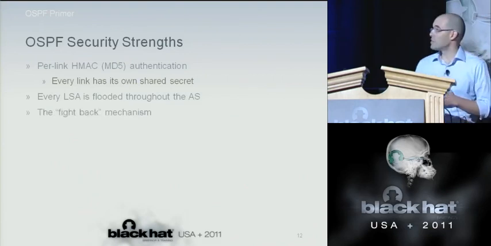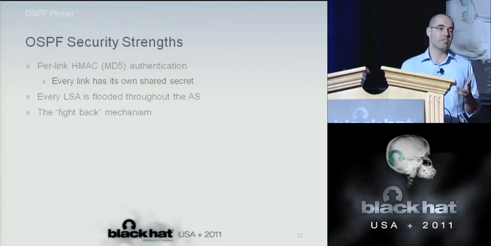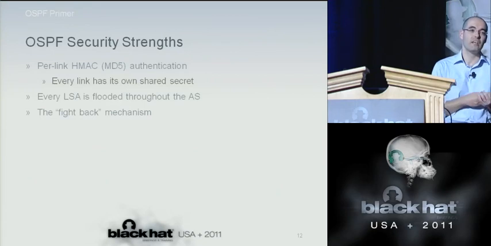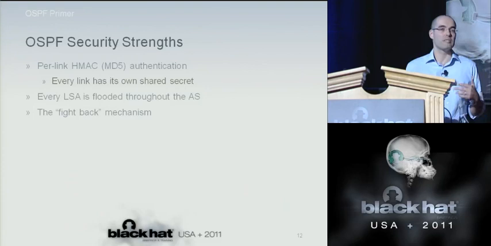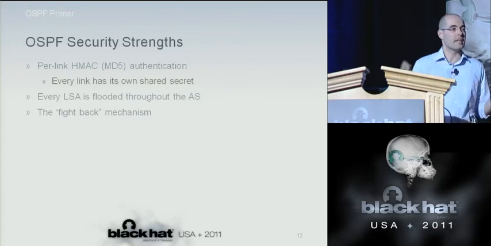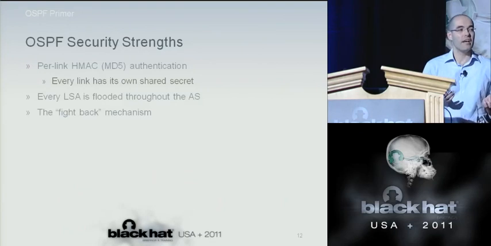The third strength is the feedback mechanism I mentioned earlier. If a router receives an LSA that is its own and it sees that it is falsified, it will immediately send out a fightback LSA, which means a correcting LSA with the right content and a higher sequence number, and this cancels out the false LSA.